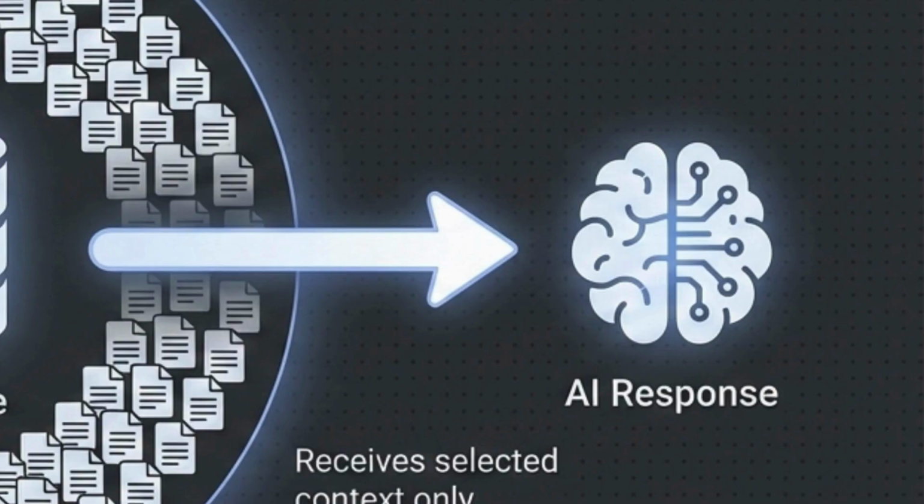This is what makes a RAG chatbot scalable. The AI doesn't need to remember everything. It doesn't get overloaded with unnecessary information. It only sees the context it needs to answer correctly.